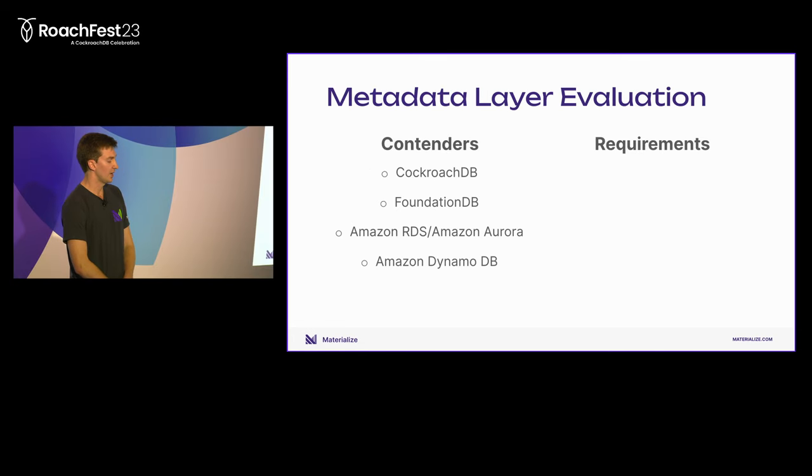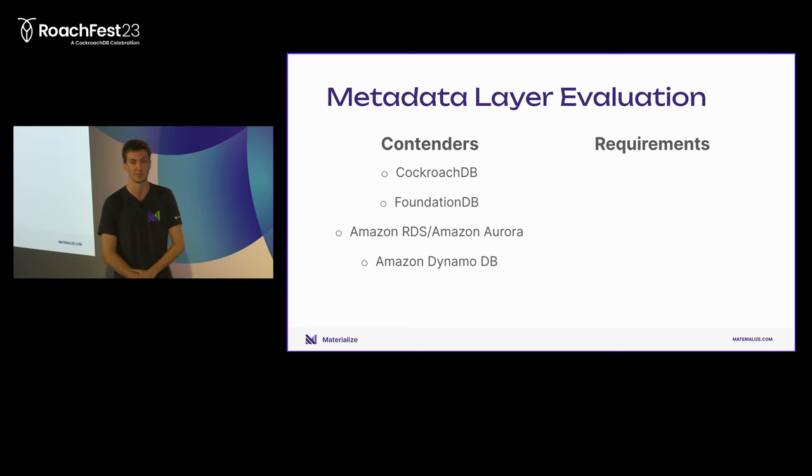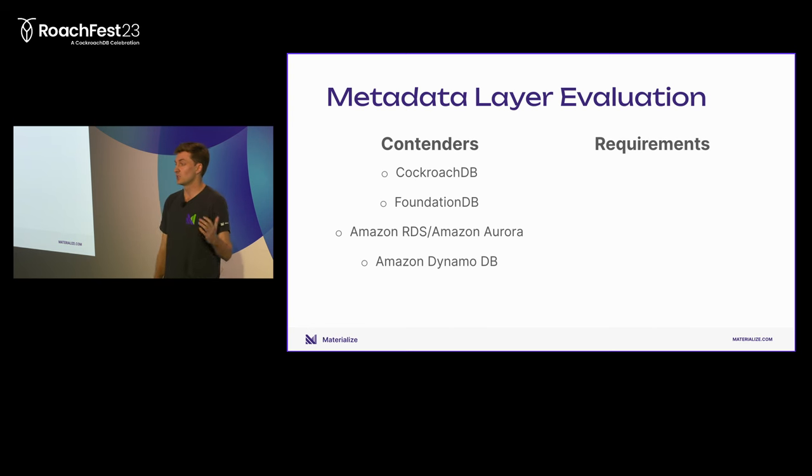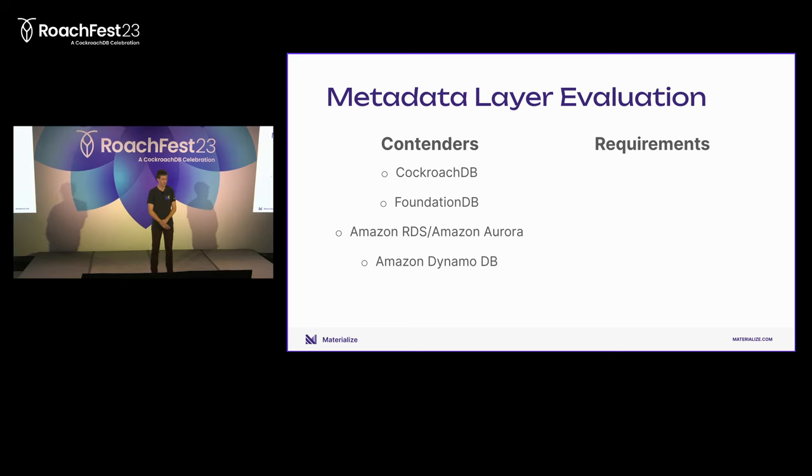So to start, we had a couple of contenders, right? We're already an Amazon shop. So we had DynamoDB and RDS and Aurora as possible metadata layers. FoundationDB was up there. Everyone knows it's a pretty decent database. Then also Cockroach. Cockroach is up and coming and is a pretty cool product.